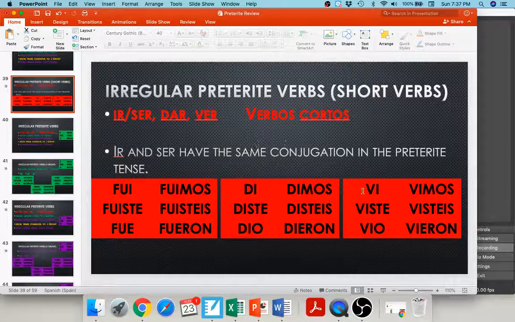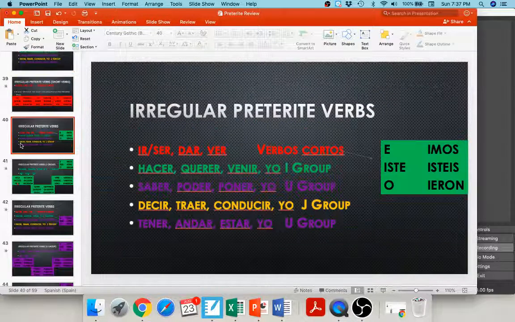Ver becomes vi, viste, vio, vimos, visteis, and vieron. And you can conjugate these in their various forms. So remember, just the yo form for now. Fui, di, vi. All of these verbs in the verbos cortos use these same endings of e, iste, o, imos, isteis, and ieron. The I group is also going to use these endings.